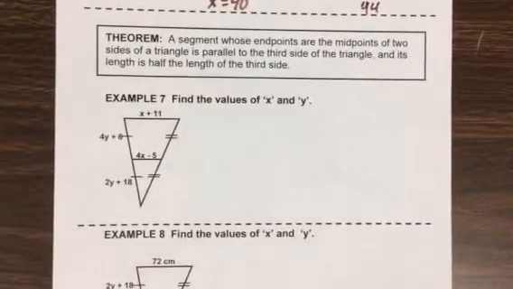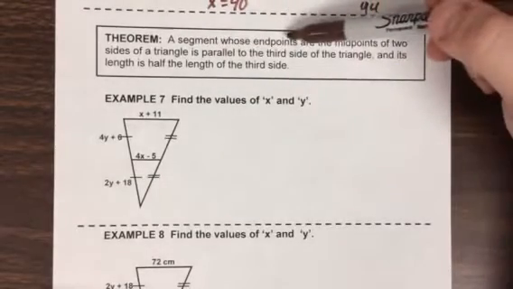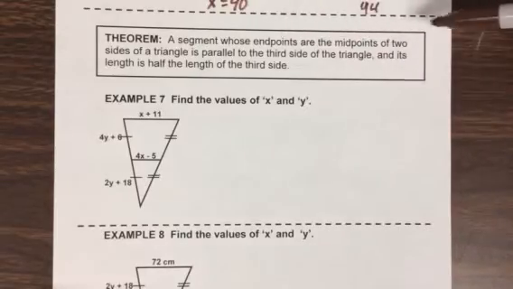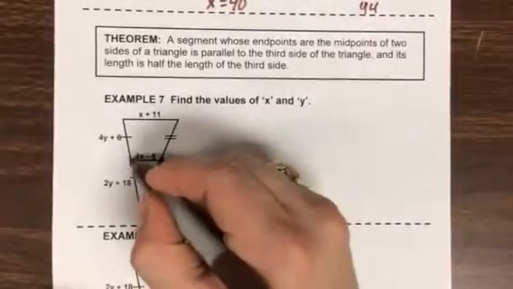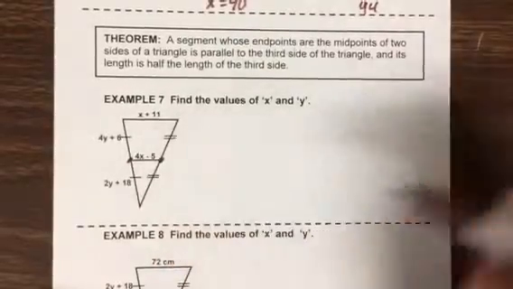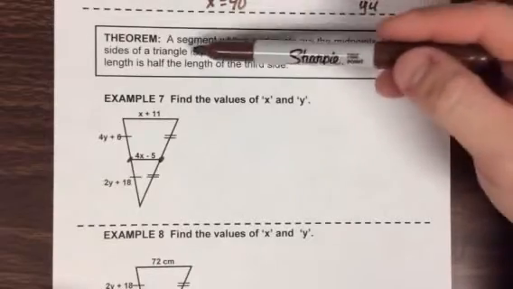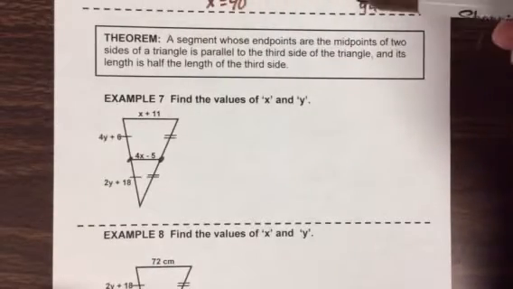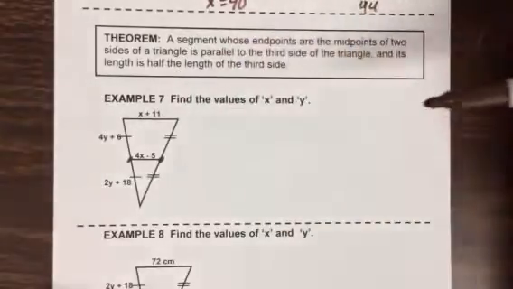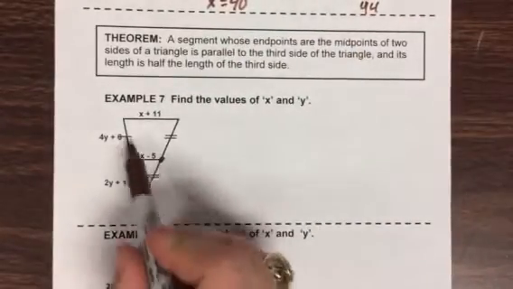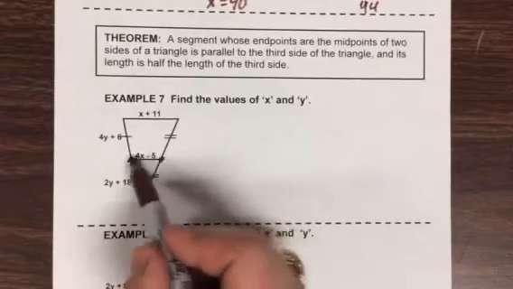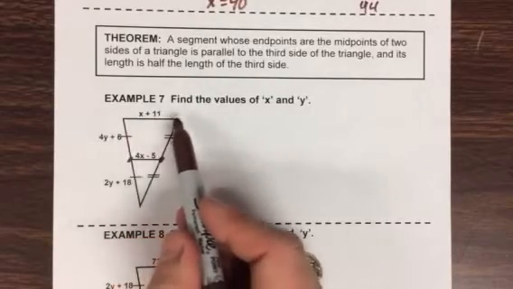Looking at the next theorem. A segment whose endpoints are the midpoints of the sides of a triangle. Let's go ahead and look at that tongue twister. Segment whose endpoints are the midpoints of the sides of a triangle. That means that my segment here are the midpoints. It cuts into congruent pieces. Then to the third side of the triangle, its length is half. So, because this segment is the midpoint, cuts into congruent pieces, the length of this piece is half of the length of this piece.